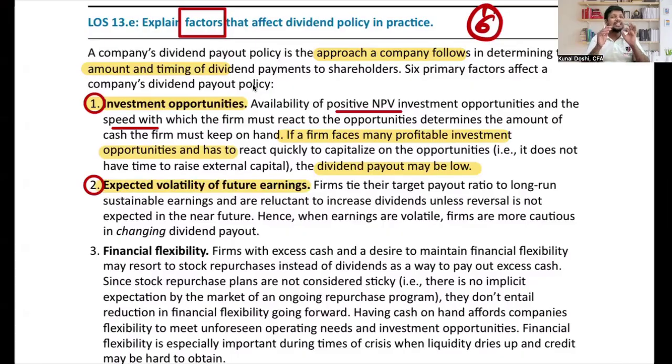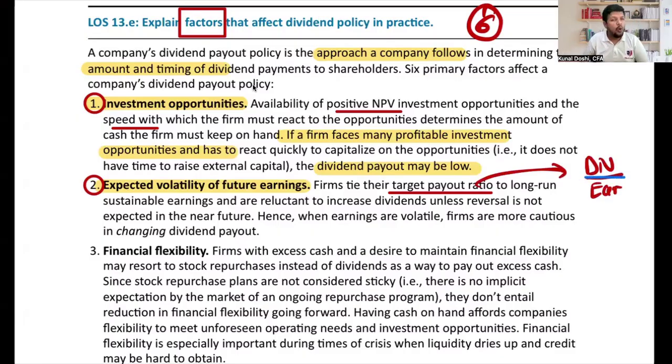Now, same way, if the company's earnings are expected to be volatile, in this case companies will not increase or decrease the dividend randomly. So what companies generally prefer is to have a target payout ratio. What is the payout ratio, by the way? Payout is dividend over earnings, which is DPS over EPS. So we have a target payout ratio.